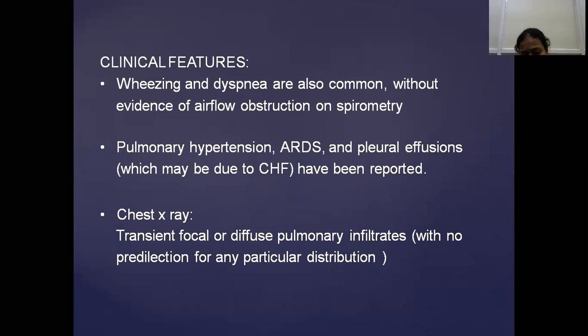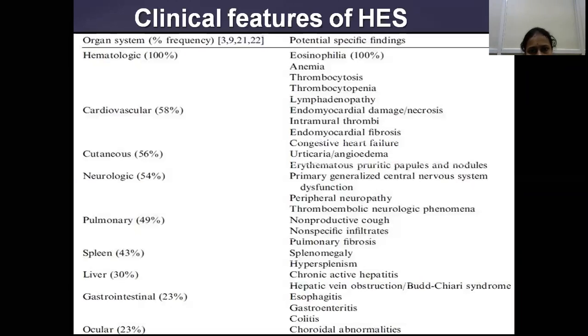Idiopathic hypereosinophilic syndrome, the common features are low-grade fevers, night sweats, nocturnal cough, rash, angioedemas, retinal lesions. All these are common clinical features associated with wheeze and dyspnea.